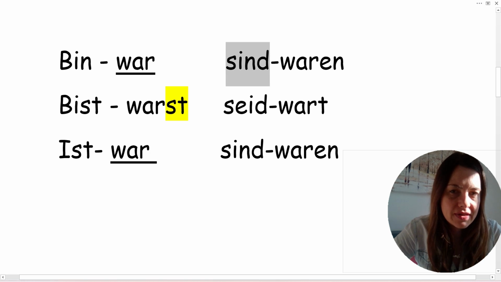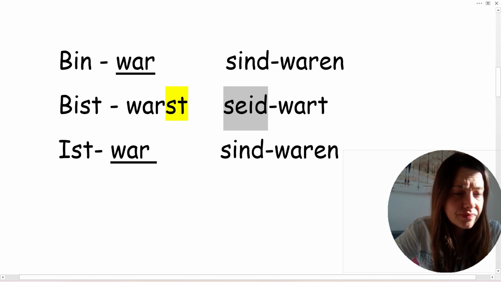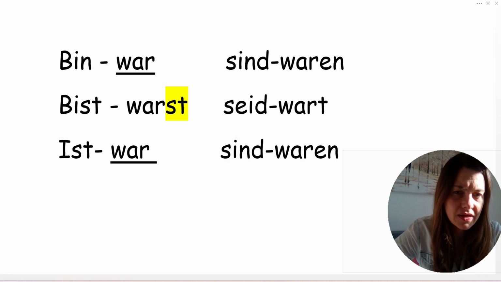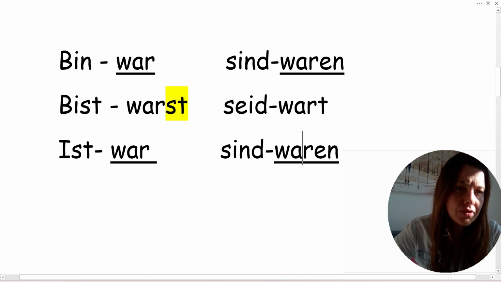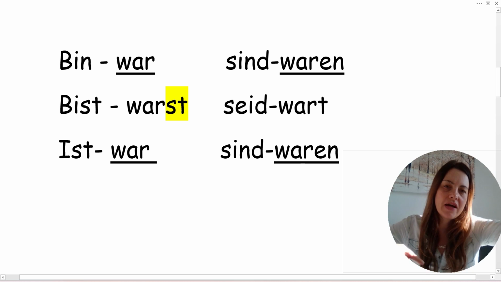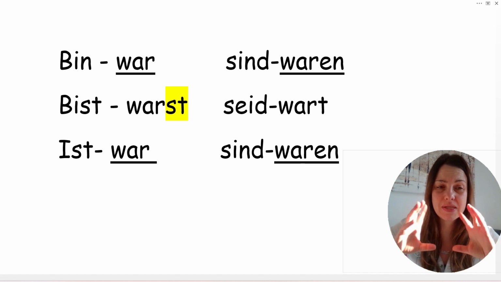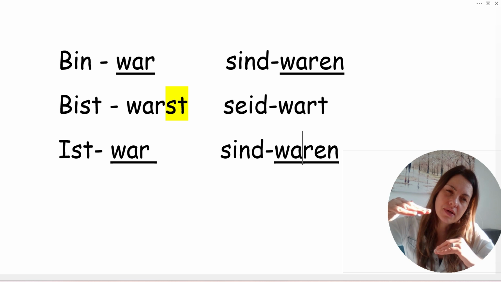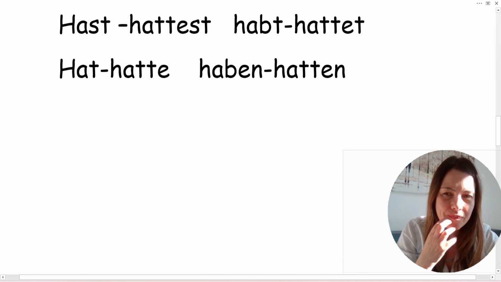Plural. Wir sind, we are, wir waren, we were. You are, ihr seid, ihr wart. Sie sind, sie waren. So again, first and third person plural are also the same. So war, warst, war, waren, wart, waren. And it always happens in this past simple Präteritum in Deutsch that the first and the third person singular are the same. So war. It's the same with hatte.